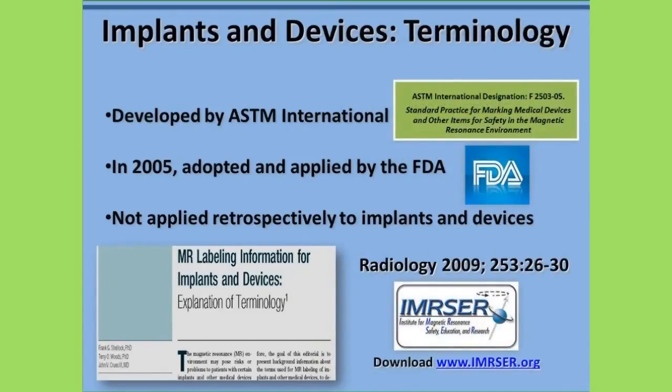In 2005, labeling terminology was developed for medical implants relative to the use of MRI by the American Society for Testing of Materials International. This terminology was subsequently adopted by the Food and Drug Administration and other notified bodies and is currently applied for the labeling of implants and devices. Because there is often confusion regarding MRI labeling terminology and how it is applied to medical implants, an editorial that goes into great detail to explain this information was published in Radiology in 2009, and you may access this information on the website www.imrscr.org.